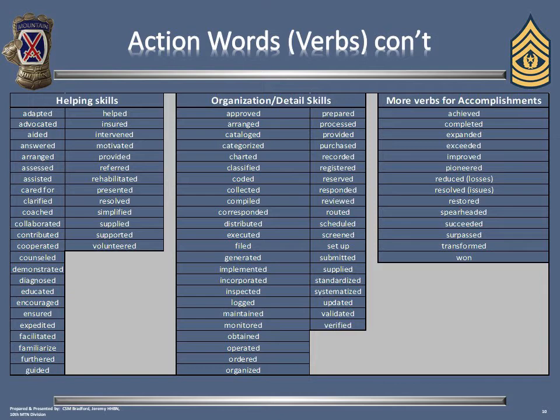The other thing that I will tell you is don't use the same verb to start out every other bullet. So a good rule of thumb is if I use an action word such as collaborated, I'm not going to use that continuously throughout the next. I'm going to use it one time on that particular area or on that evaluation, and then I'm going to choose another action word to begin the next achievement.